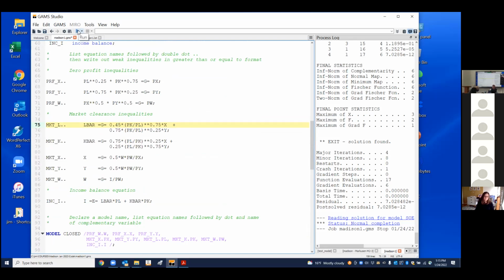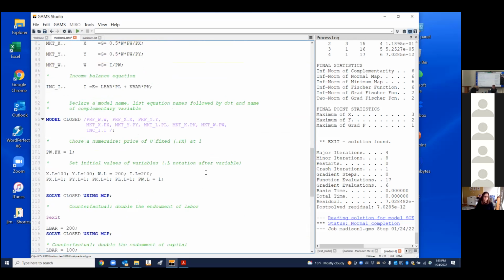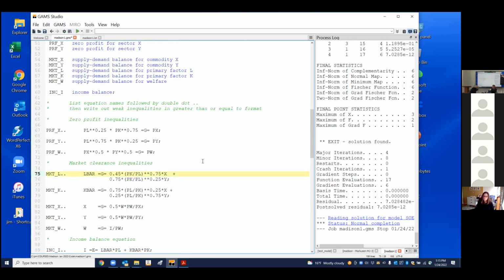So where'd you put the exit again? Right after the model? Right after the first solve statement. Okay, thanks. So let me run this model.